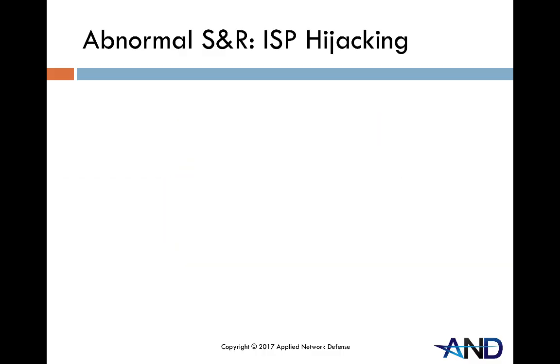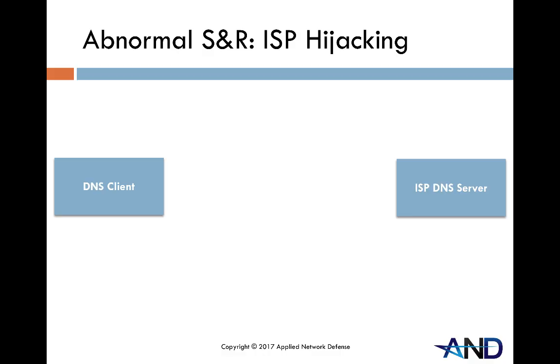The next abnormal stimulus and response we'll talk about relates to ISPs manipulating, or kind of going against, the DNS RFC as far as how responses are supposed to be formed. So let's take a look at this example. We have a DNS client and we have an ISP's DNS server. Generally, most people are going to use, at least upstream, their ISP's DNS server. That may be what you're using, or maybe not. Maybe you're using a public DNS from another ISP, like a 4.2.2.1 or an 8.8.8.8, something like that. But generally, most people use the upstream DNS server of their ISP.